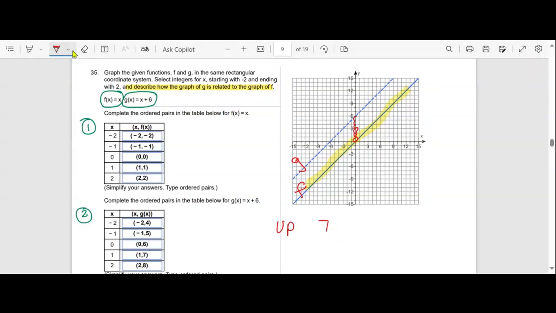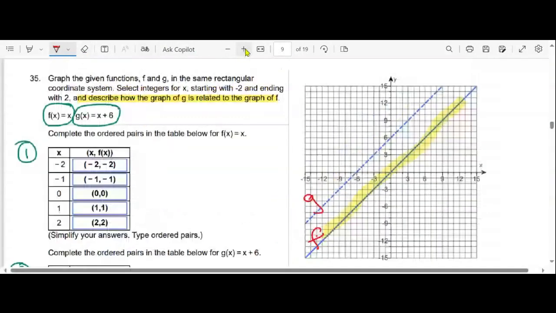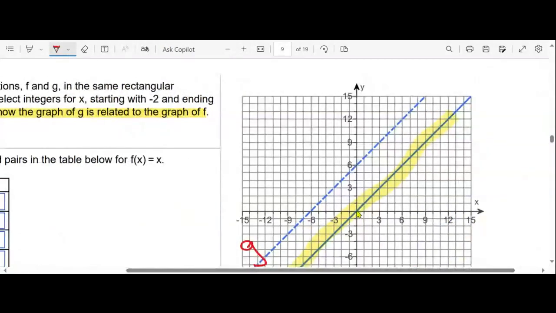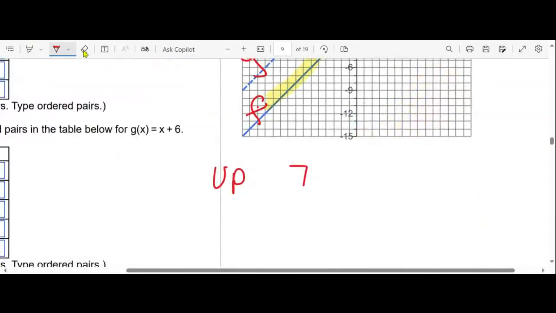6 or 7? Can you do it again because it's not clear? It's very small. Okay, let's do it again. So we're gonna go up 1, 2, 3, 4, 5, 6. So it's six units up.